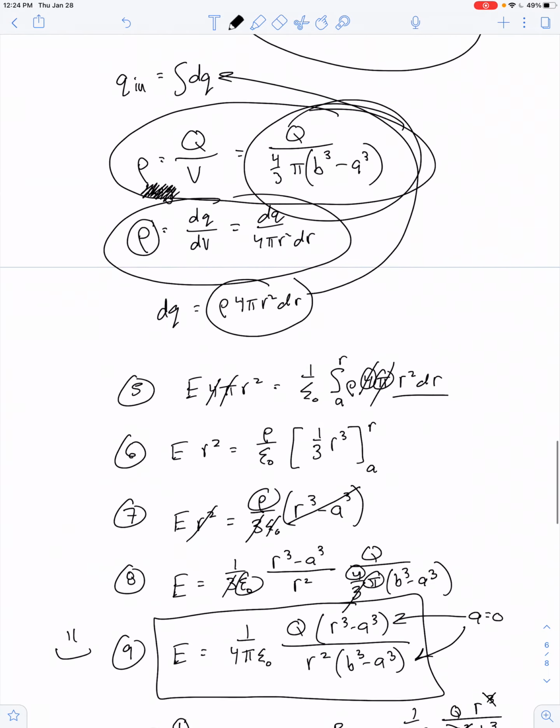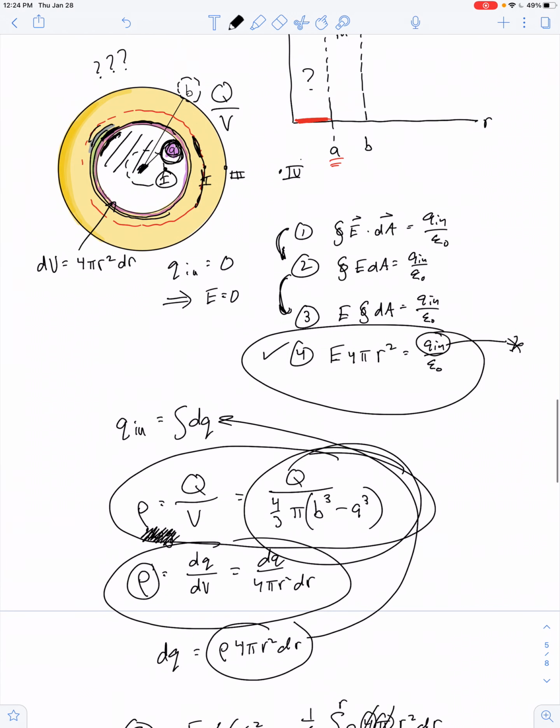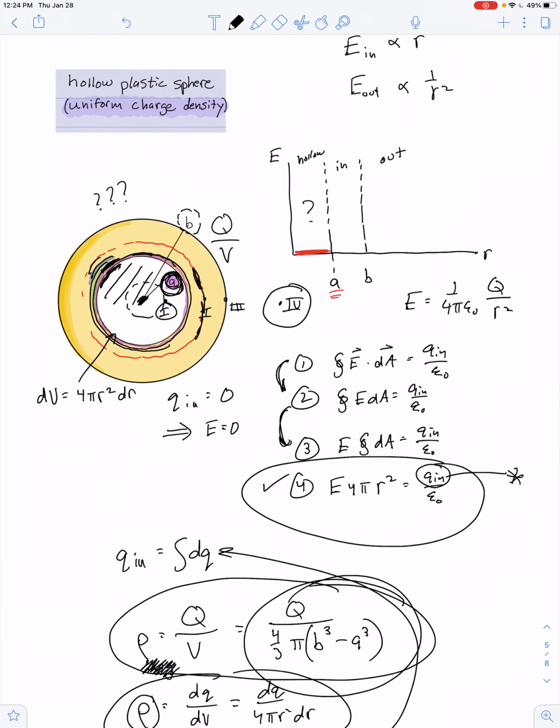Now for points outside, well, gosh, you know what it comes out to? For points outside, it's just going to be E equals 1 over 4 pi epsilon naught times all the charge divided by r squared. So we get the familiar 1 over r squared proportionality for points outside.